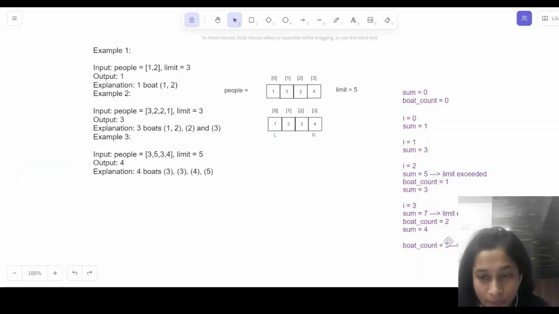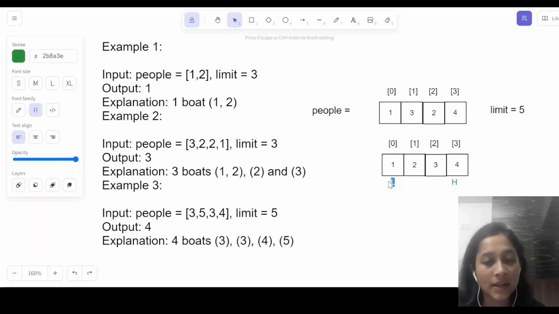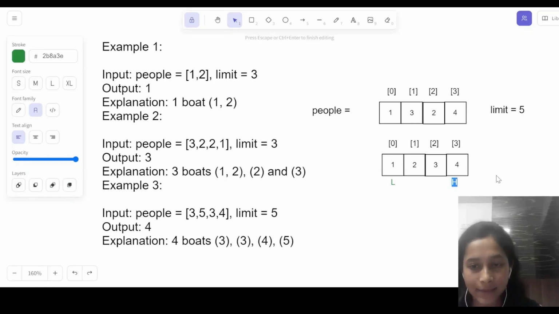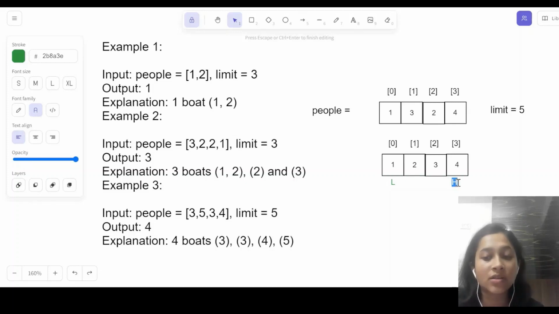The intuition behind this problem is to maximize the number of people carried per boat by minimizing the number of boats used. We can sort the array of people in non-decreasing order and then use a two-pointer approach. We start by initializing 2 pointers, L at the beginning of the array and H at the end of the array. Since it is mentioned in the question itself that the weight of each person will be less than or equal to our limit, the value at which H is pointing will be less than or equal to limit.